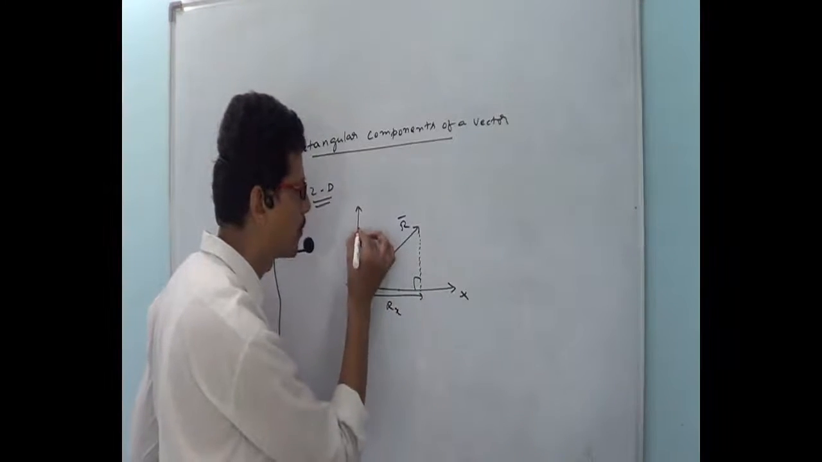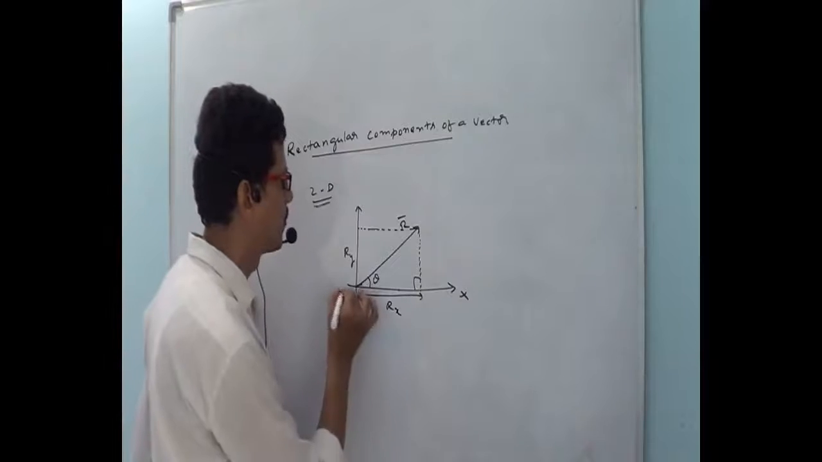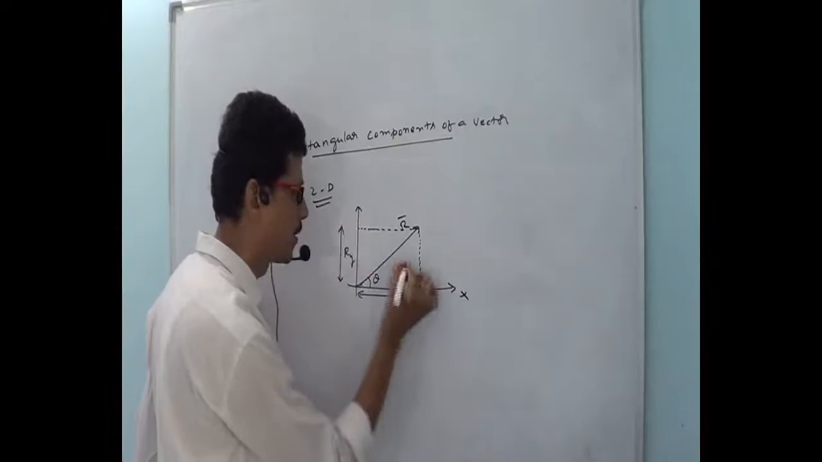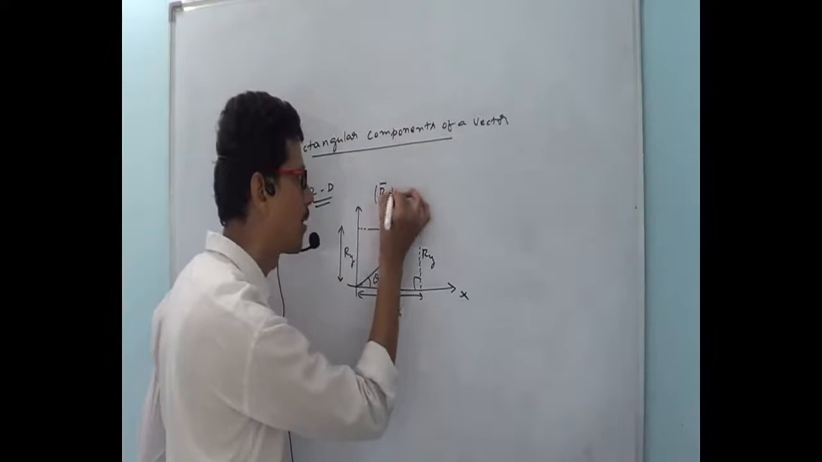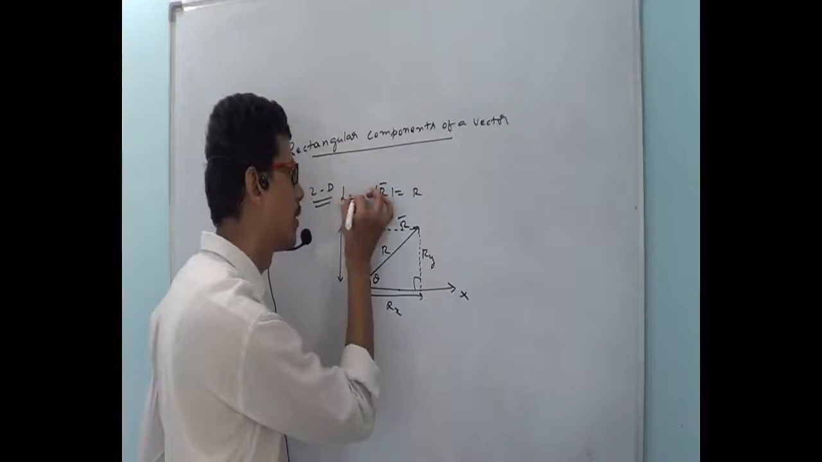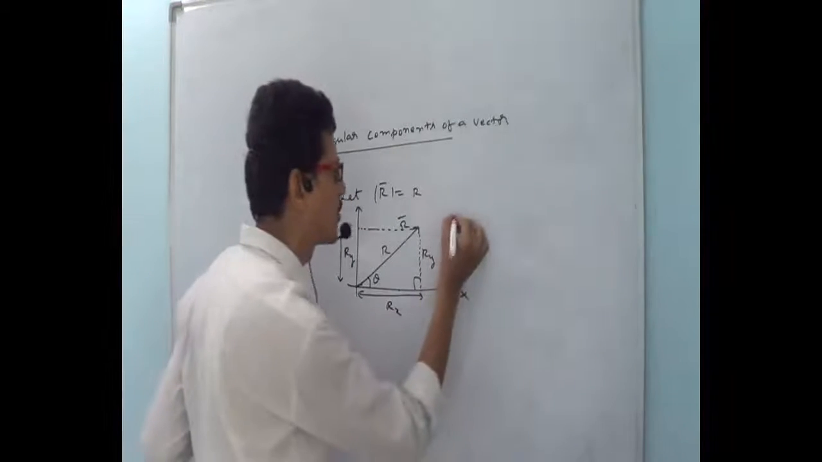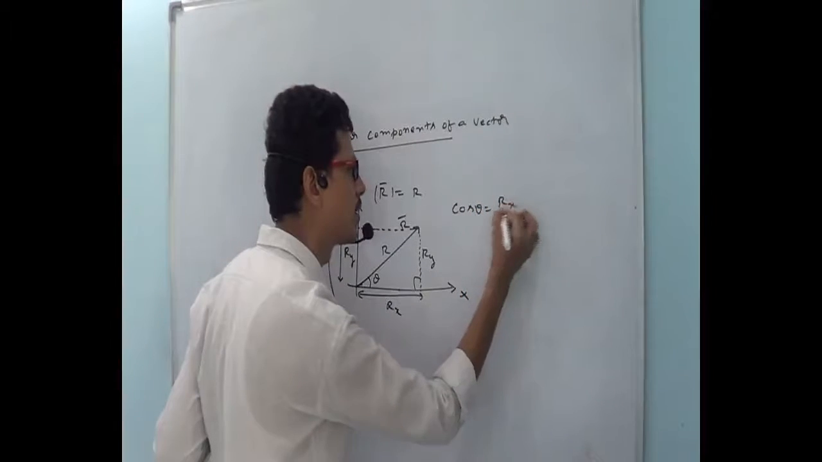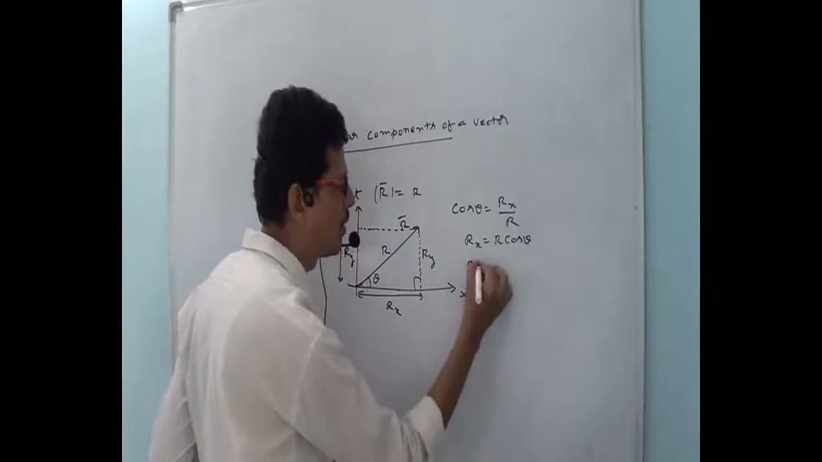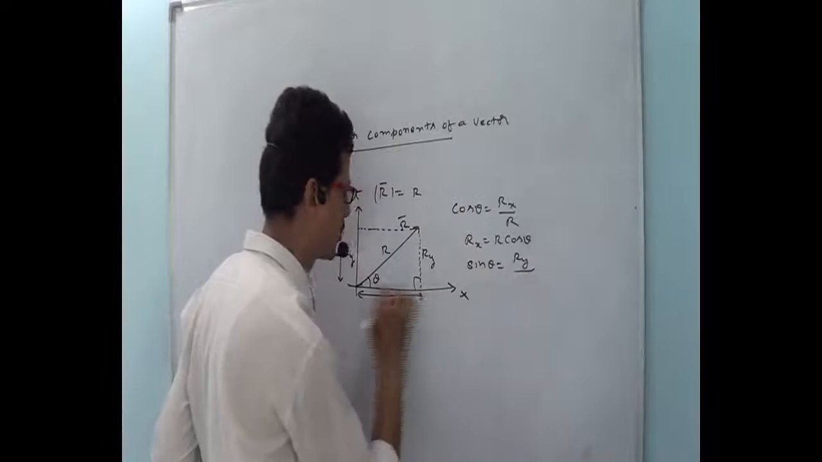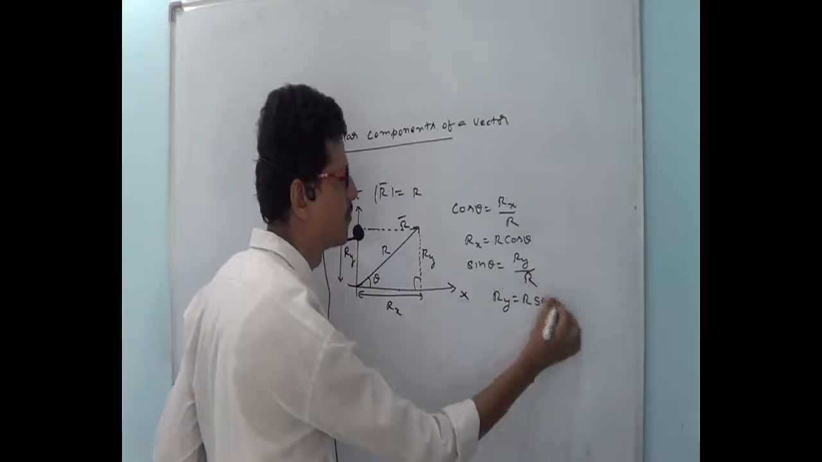Similarly, I want the y component. What is the value of r bar along the y direction? That is ry. This length is the same as this length, this is ry. And the magnitude of this, modulus of r bar, is r. This is the two dimensional case I am dealing with first. So what is cos theta? Cos theta is adjacent side by hypotenuse, then Rx is r cos theta. Similarly I can find ry. Sine theta is opposite side by hypotenuse, then ry is r sine theta.